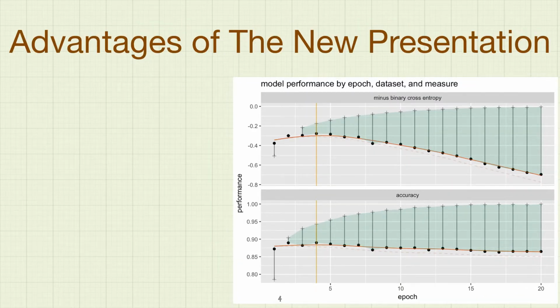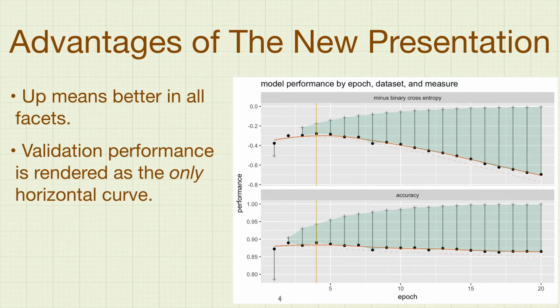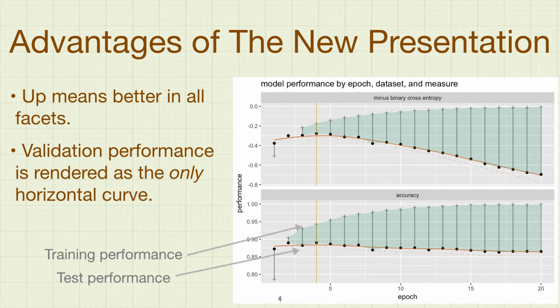The advantages of the new presentation are up now means better in all facets. Validation performance is the only thing rendered as a horizontal curve, also called test performance, and the training performance, while depicted, is now just the upper envelope of the shaded region, and excess generalization error can be perceived as the shaded area or vertical heights.